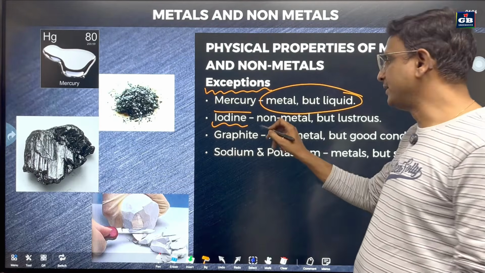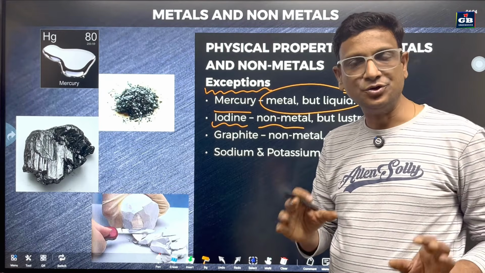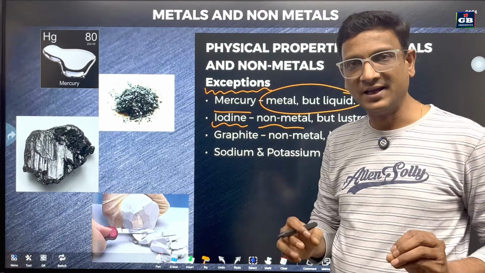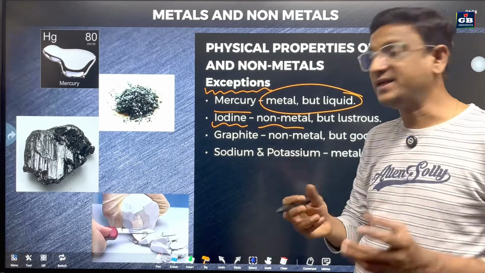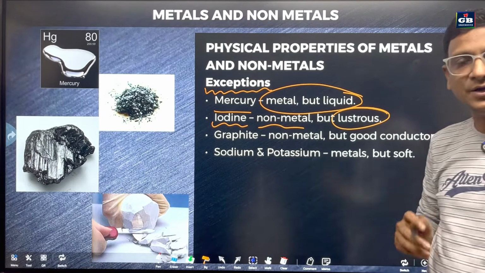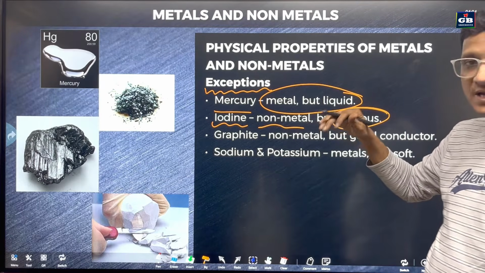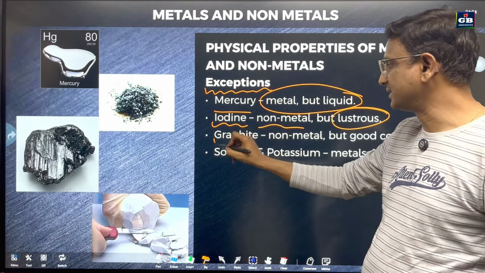Second thing, iodine. What is iodine? Iodine is a non-metal. Usually non-metals are soft and dull. But iodine is shiny. It is having the luster. It is lustrous. Iodine is having that shine. That is the exemption. These are all exemptions to the physical properties.